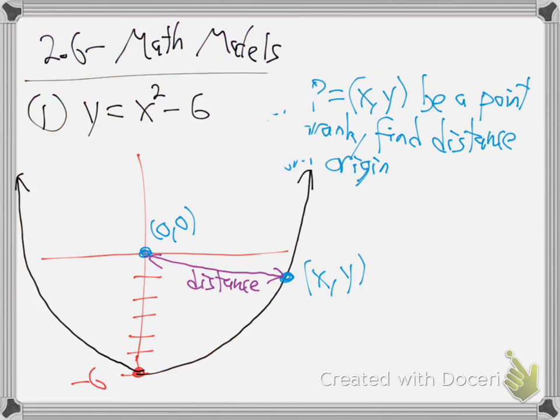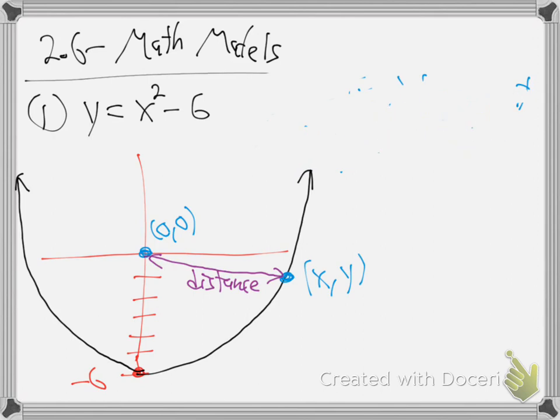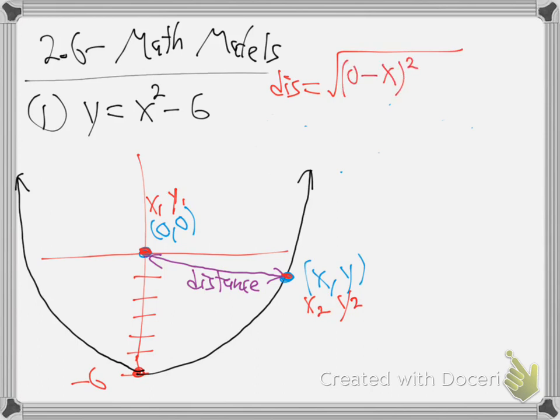So I'll put it back up here. We have the distance formula now. So we can find the distance from 0, 0 to some point x, y. Call this x1, y1. Call this x2, y2. The distance will be the square root of 0 minus x squared plus 0 minus y squared. So far, so good?